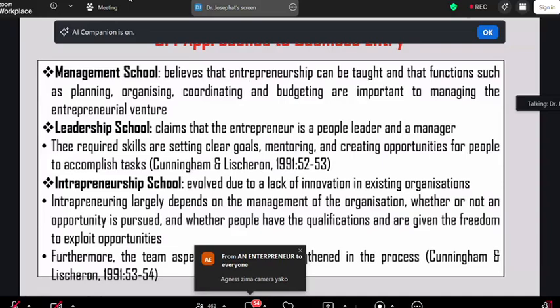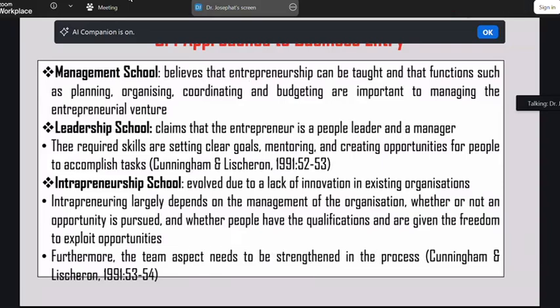venture. So management school inaongelea those basic function of management, ambayo inaongelea kwamba mjasiriamali anaweza kufundishika darasani, akaingia darasani akafundishwa na kuwa mjasiriamali. Na inaongelea zaidi those basic function of management. Inaongelea issues of planning, organizing, coordinating, as well as budgeting, which are much more important to managing entrepreneurial venture.